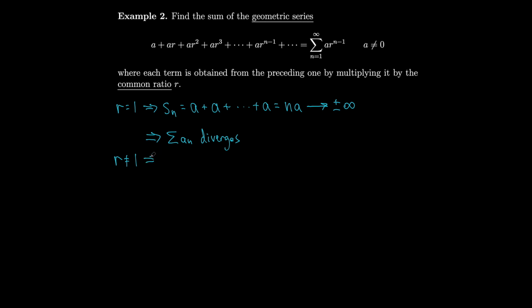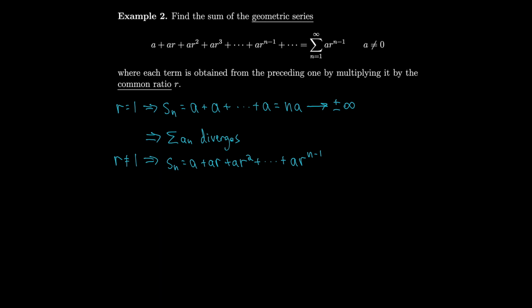Well, if r is not equal to 1, then we'll write our partial sums as a plus ar plus ar squared, and so on. But we have to stop somewhere, because this is a partial sum, so it's finite. So we'll stop at the nth term, which is ar to the n minus 1 over here. Notice we do not keep going. So we stop over here at ar to the n minus 1, unlike in our series, which is infinite. The partial sums are finite.